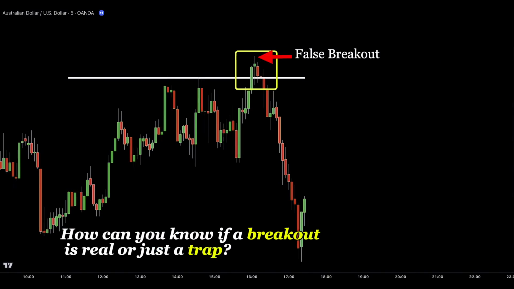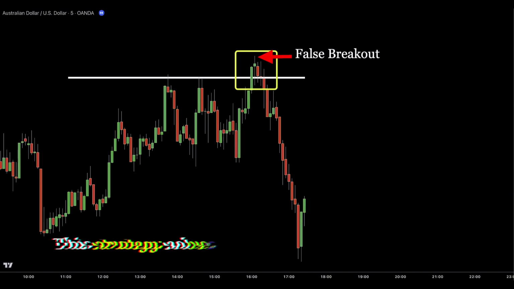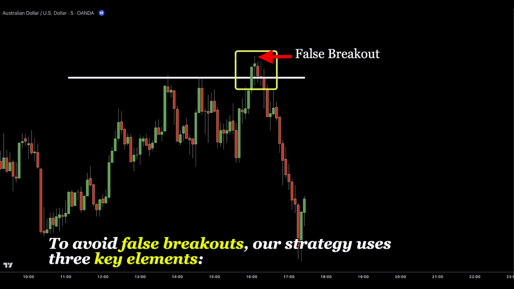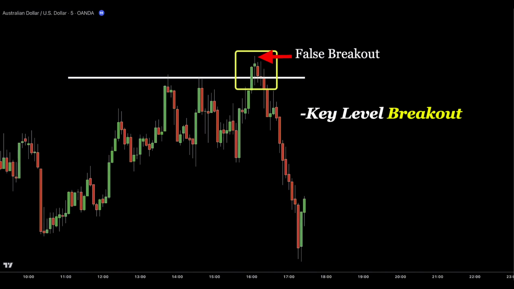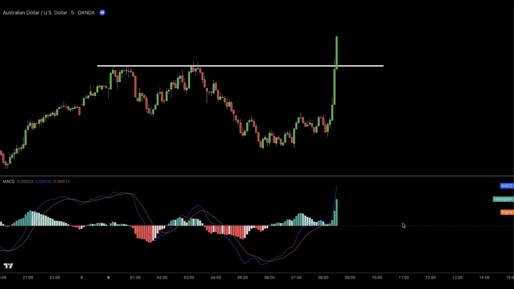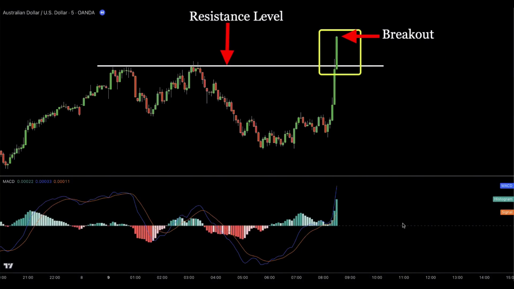How can you know if a breakout is real or just a trap? This strategy solves that problem. To avoid false breakouts, our strategy uses 3 key elements: key level breakout, MACD crossover confirmation, and top-down analysis. Let's break it down step by step. First, look for a significant support or resistance level, areas where the price has bounced off multiple times. In this example, we have a clear resistance level that the price has struggled to break above. Wait for the breakout. When the price finally breaks above the resistance or below the support, that's your first signal.